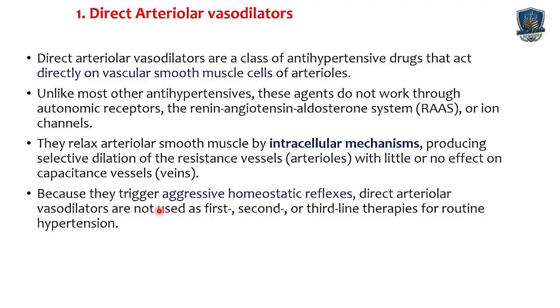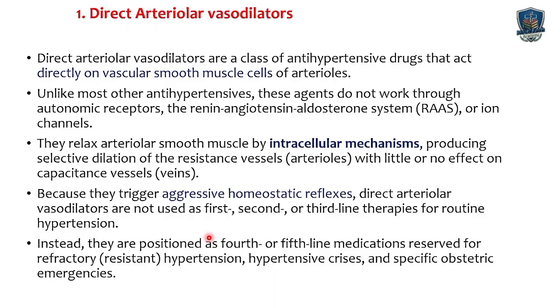Because they trigger aggressive homeostatic reflexes, direct arterial vasodilators are not used as first, second, or third line therapies for routine hypertension. Most vasodilators tend to cause reflex tachycardia, an aggressive homeostatic response. So they're rarely used as first, second, or third therapy, and they're always used in conjunction with other drugs. They're positioned as fourth, fifth line medications reserved for resistant hypertension, maybe when there's a hypertensive crisis or specific obstetric emergencies, like mostly the hydralazine, very good when it comes to obstetric emergencies.